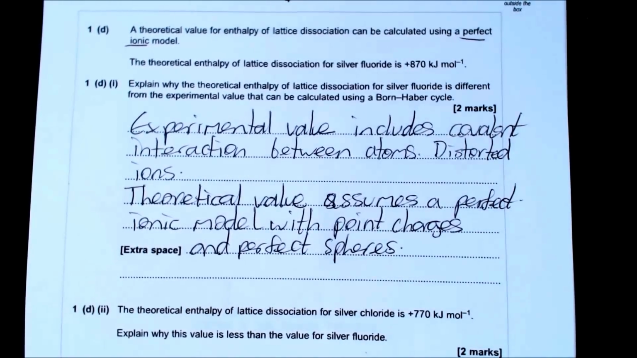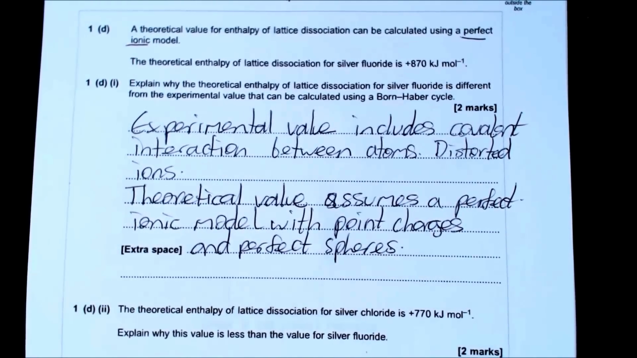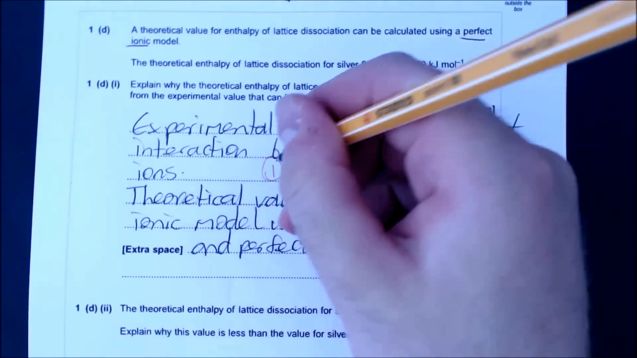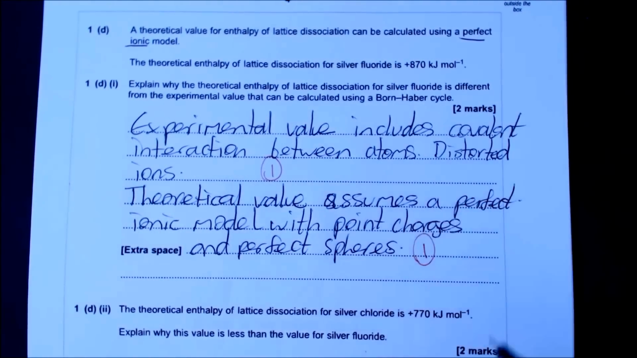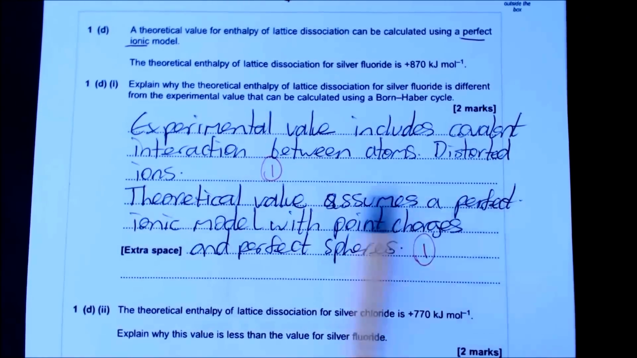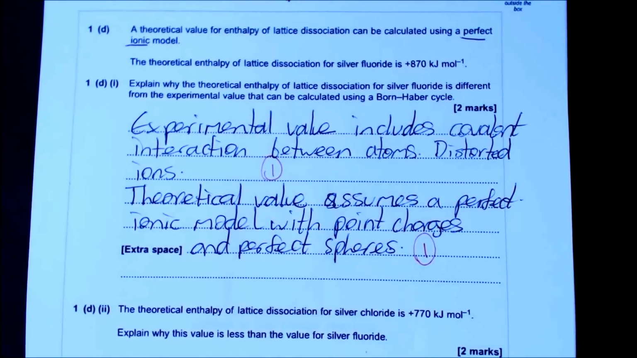So it's a classic question, and that's one of the biggest faults with Born-Haber, that it does assume a perfect ionic model, which of course doesn't really exist. So yes, you get 1 mark for saying this, and you get 1 mark for saying this. So about the experimental value including covalent interaction, and then you're mentioning the assumption that we're making when we're doing Born-Haber. Okay, and on to the last bit of this question.